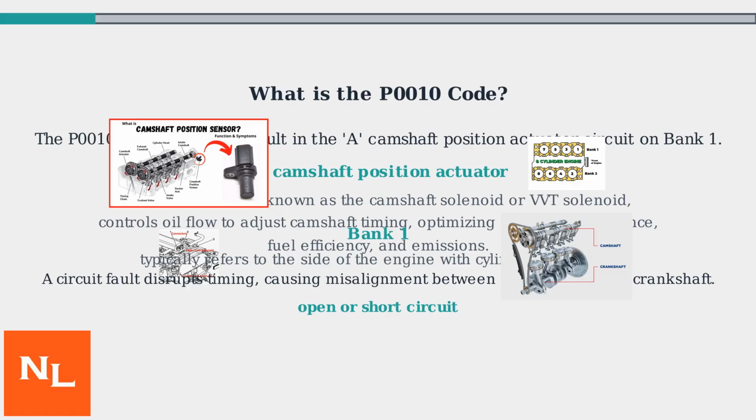Bank 1 typically refers to the side of the engine with cylinder number 1. A circuit fault disrupts timing, causing misalignment between the camshaft and crankshaft. The fault could be an open or short circuit.